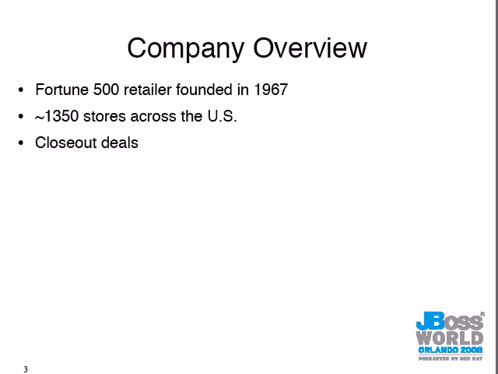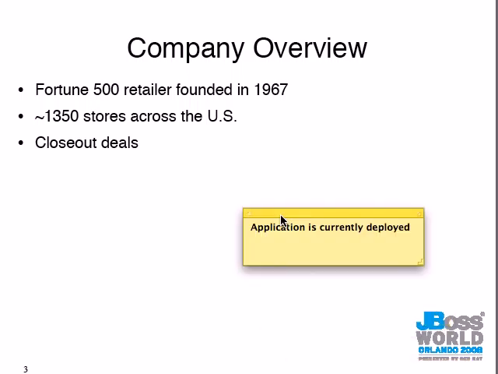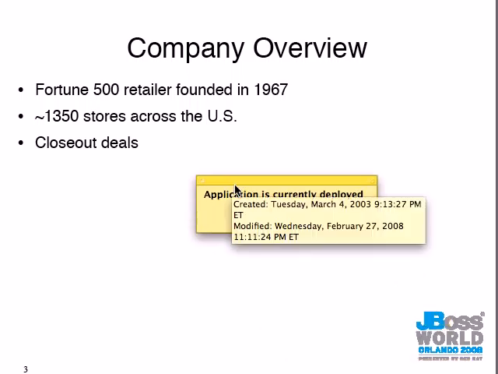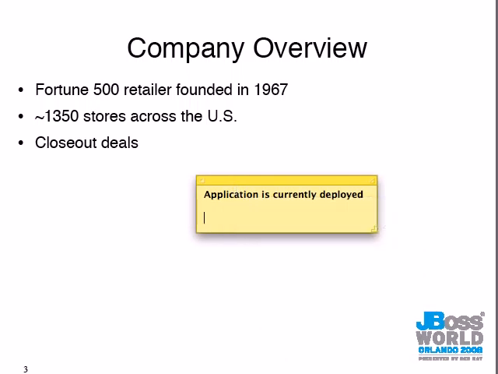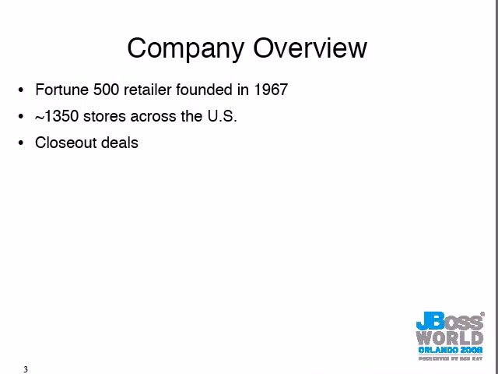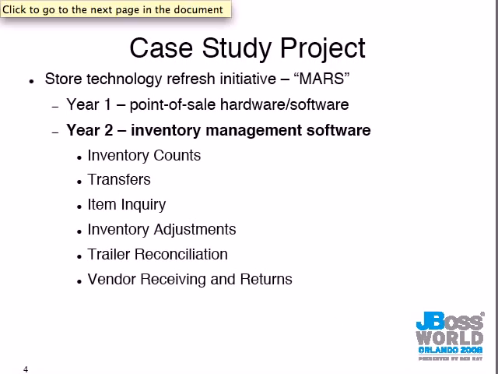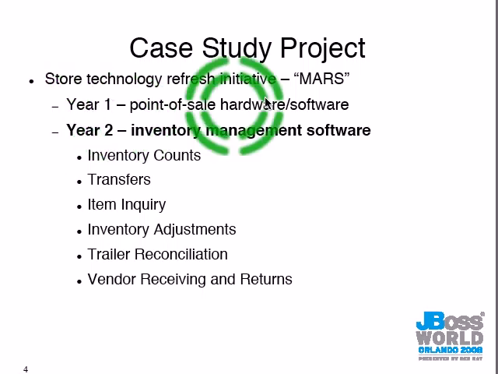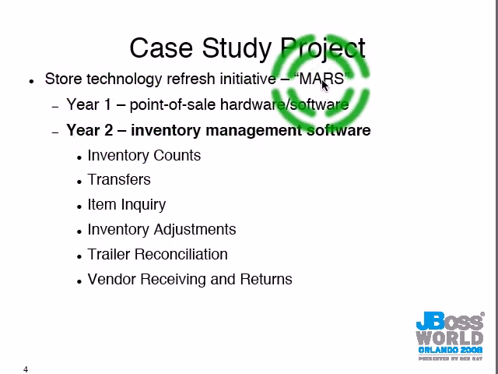So the case study we're here to present is actually part of a multi-year project. You'll hear us potentially use the term MARS. That's the acronym the business chose for the project. So if it slips out and we say MARS, that's what we're referring to. Year one was a complete refresh of the point-of-sale hardware and software. Year two is the focus of today's talk. Year two focused on inventory management software, things like enabling the stores to do inventory counts, transfers, item inquiry, sister store inquiry, those sorts of things.